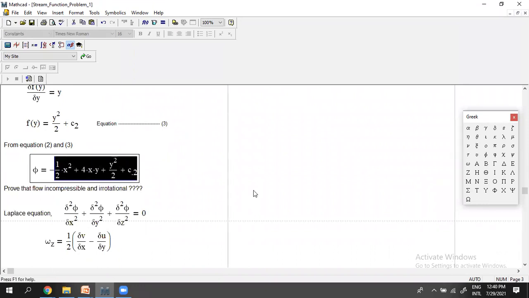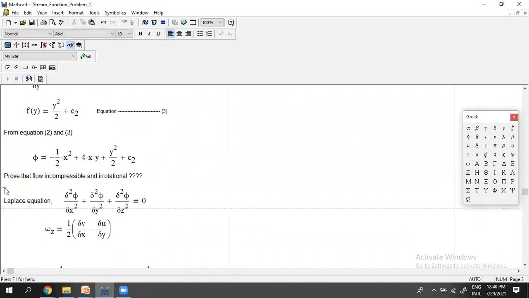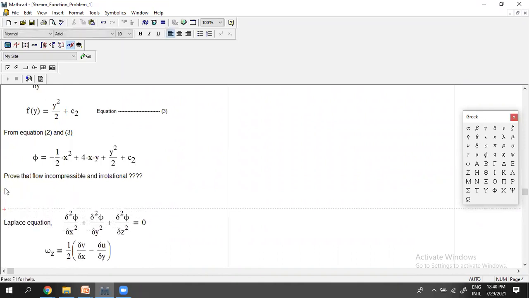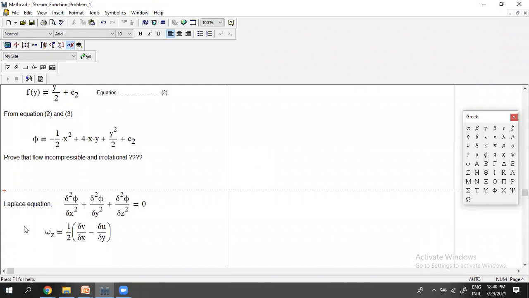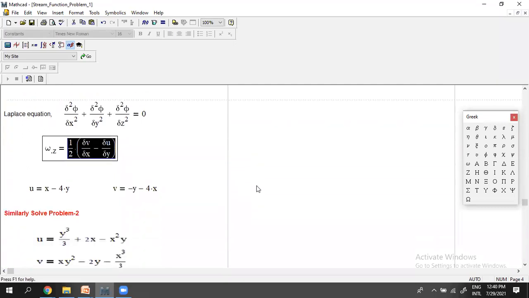Okay. Now, how will you figure out that it is an incompressible or irrotational flow? You figure out the Laplace equation, and it is saying two-dimensional flow, right? X-Y direction. So you figure out omega z, and if it is coming 0, then it will be irrotational. You just figure out del v by del x from here, del v by del x is minus 4. Then you figure out del v by del y. This equal to minus 4. So the difference will be 0.